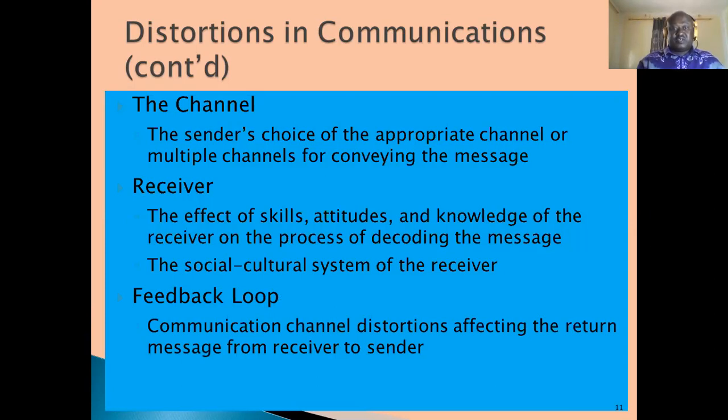This is how the communication is sent back to show the sender that it was received. Once the receiver understands the message from the sender, he or she automatically becomes a sender again because he has to give feedback. So the feedback loop will show whether the person has understood or not. But if there is distortion, then communication may not be clear.